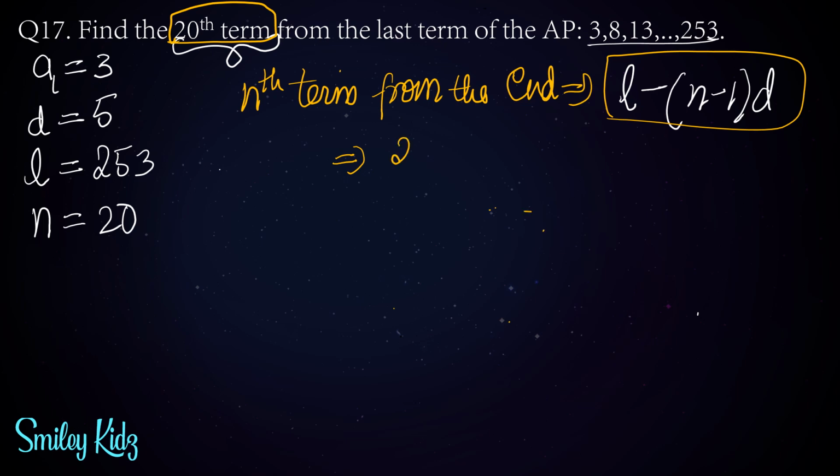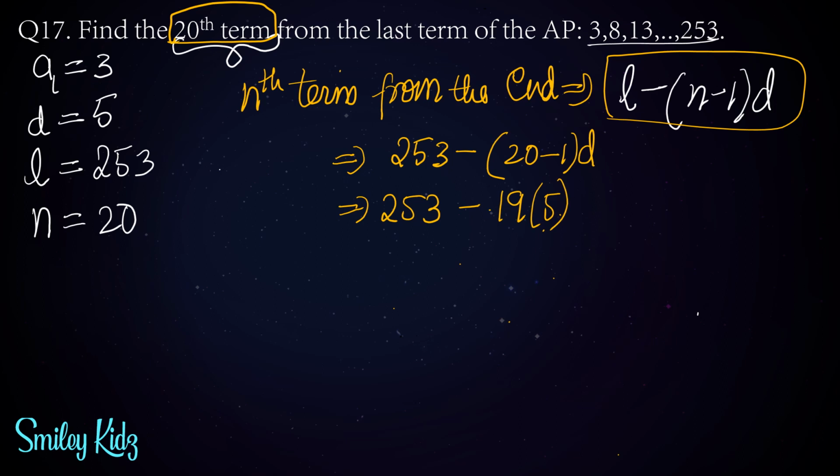So, here L is 253 minus (20 minus 1) into D. Now, this is going to be 253 minus 19 into, wait, what? We forgot to substitute the value of D, which is 5, right? So now, 253 minus, what is 19 times 5? It is 95. Now, what is 253 minus 95? It is 158. So now, what is the last term over here? It's 253.